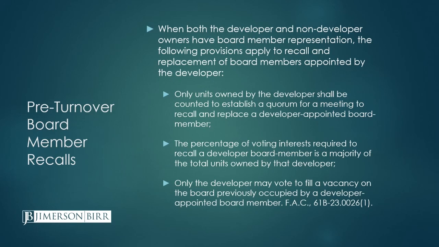And so, why would that happen? I mean, that typically wouldn't happen because typically the board members that are appointed by the developer are acting exactly as the developer wants. If a board member were to go rogue, for lack of a better term, on a developer, or a developer appointed board member just wasn't present, got fired, whatever the situation is, that developer then has to call a meeting and establish a quorum just from the developer-owned units, and then just the developer units get to vote on recall of that board member and presumably reappointment of someone.